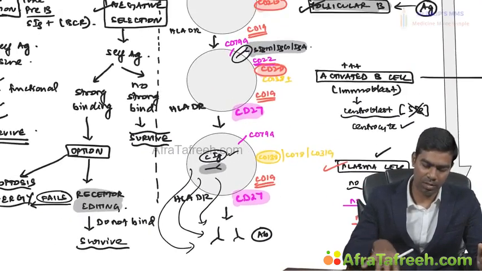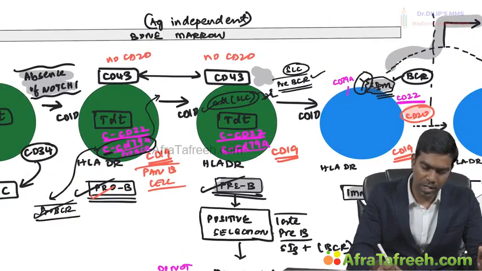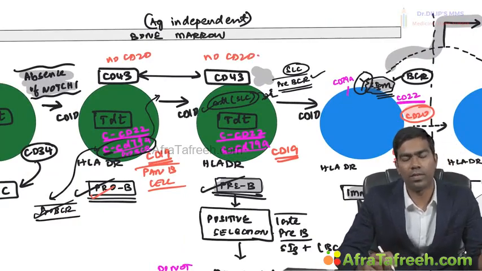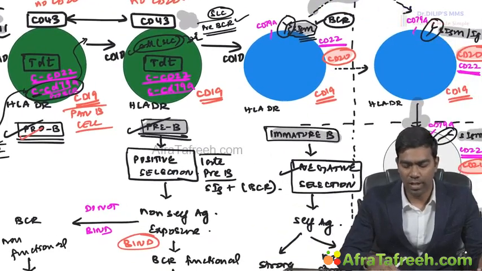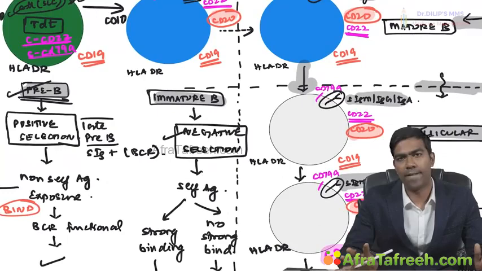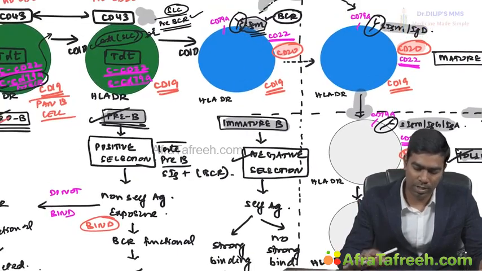At the same time, please do remember that pre and pro B cells will not have CD20 once again. Clear? So only the immature, mature, follicular and activated B cells will have CD20. The plasma cells and the primitive B cells will not have CD20 expression on the surface.